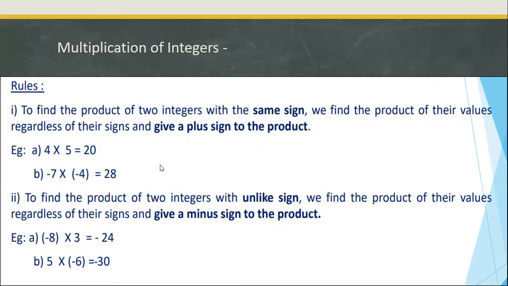To find the product of two integers with unlike signs, we find the product of their values regardless of their signs and give a minus sign to the product. Example A, -8 × 3 = -24. B, -5 × 6 = -30.